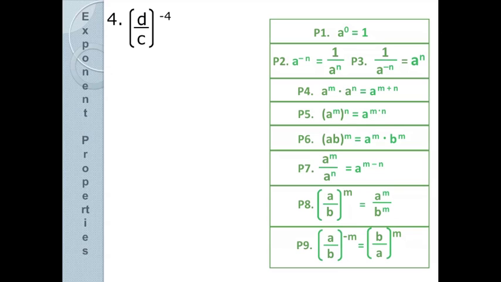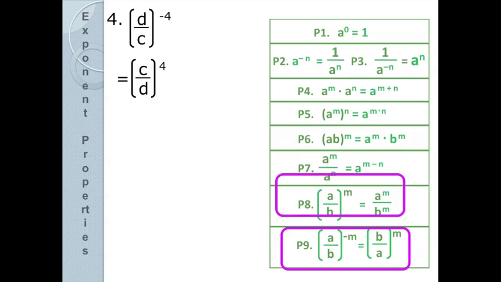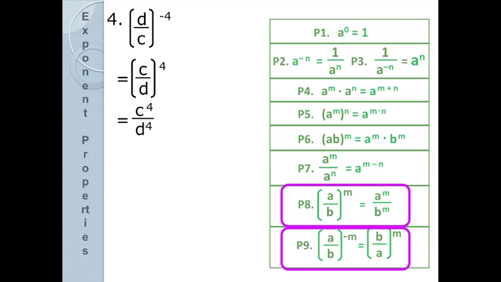Example number 4. We have d over c all raised to the negative 4th power. Here we'll begin with property number 9. We take the reciprocal of the fraction and change our exponent to a positive. We must continue by using property number 8. Apply the exponent to both the numerator and the denominator. So the c to the 4th over d to the 4th.